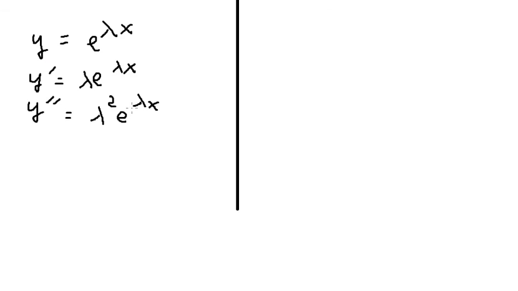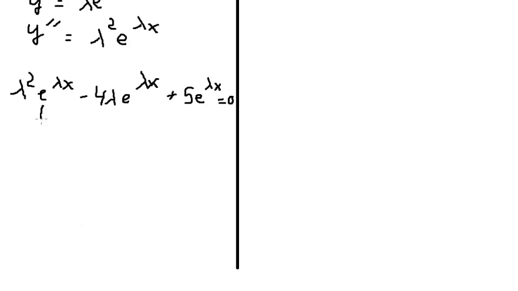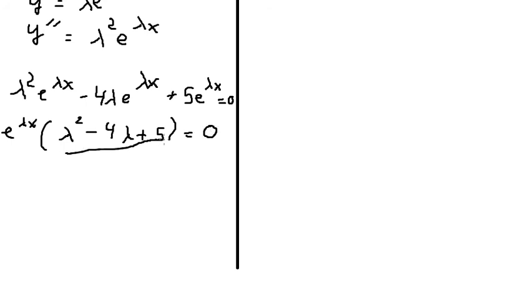So we put everything in here, and that should be lambda squared e to the power of lambda s, and we have negative 4 lambda e to the power of lambda s. And the last one is plus 5e to the power of lambda s equals 0. So we do factorization of e to the power of lambda s. So you get lambda squared minus 4 lambda plus 5 equals 0. So we put this one equal to 0.